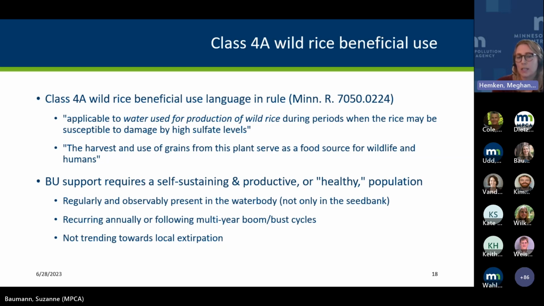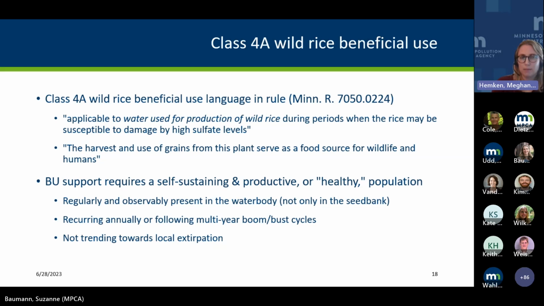And additionally, the use we've defined as the harvest and use of grains from this plant serve as a food source for wildlife and for humans. So we've worked on translating the rule language into what that looks like on the ground in a water body. What metrics, what indicators can we actually use to represent these uses within a water body?